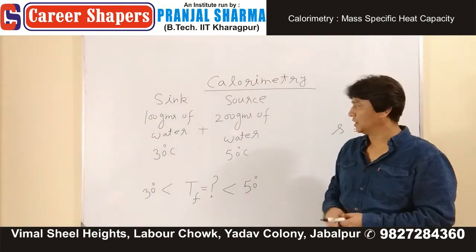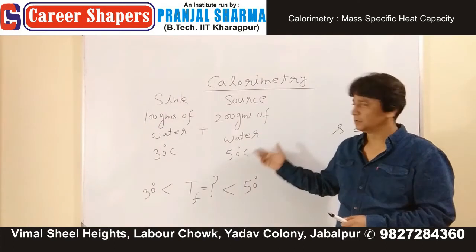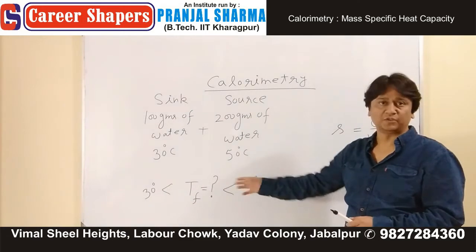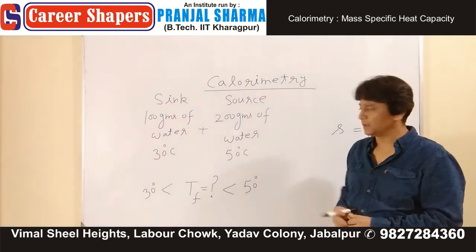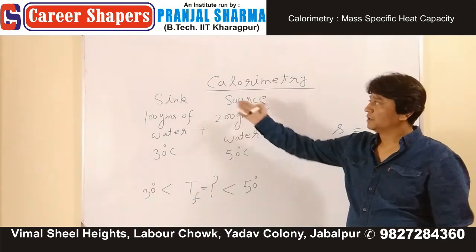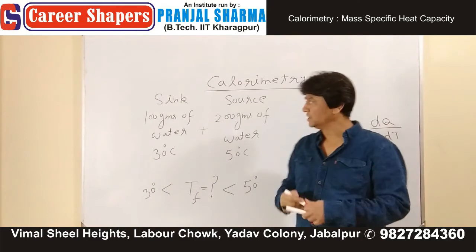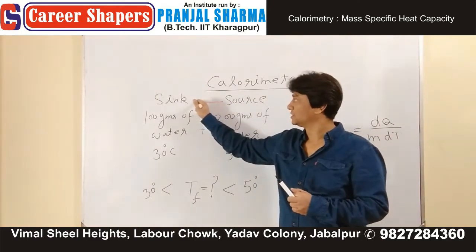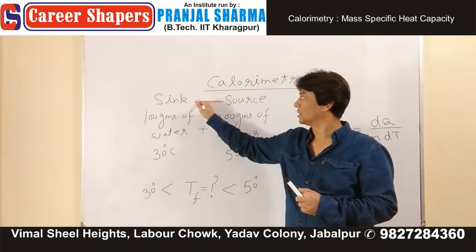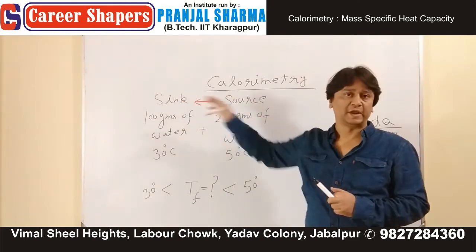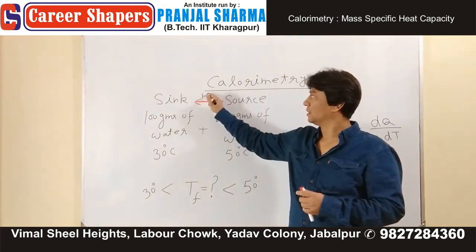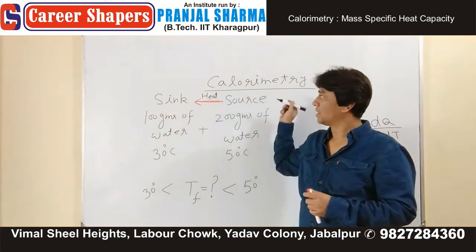Final temperature कहाँ आएगा? 60. Not possible. 30 के नीचे? Never. It will lie somewhere between 30 and 50. So we have already decided this thing, that final temperature is between 50 and 30. Source and sink. Source and sink means in this direction energy is going to flow, heat is going to flow. Energy is going to flow this way.